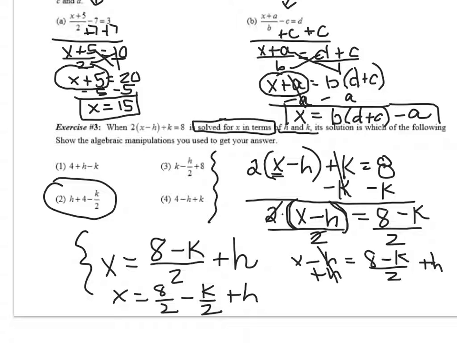It's written in a little bit of a different order, but the 4 is still positive, the h is positive, and the k over 2 is negative. And the commutative property for addition allows us to switch the order, so that is equivalent to the answer that we got.